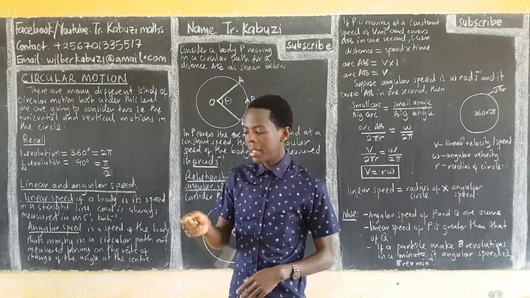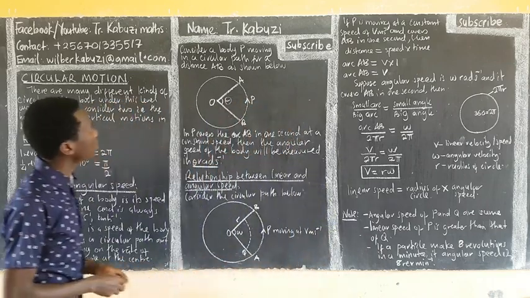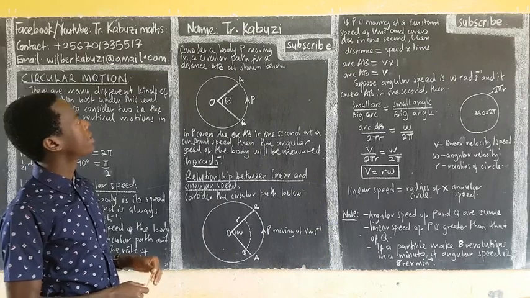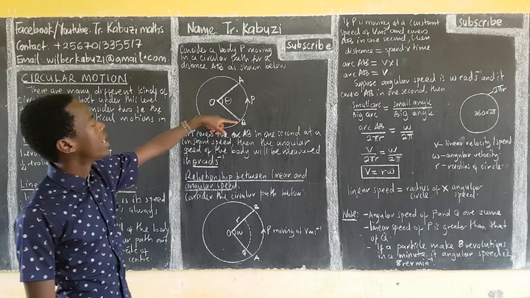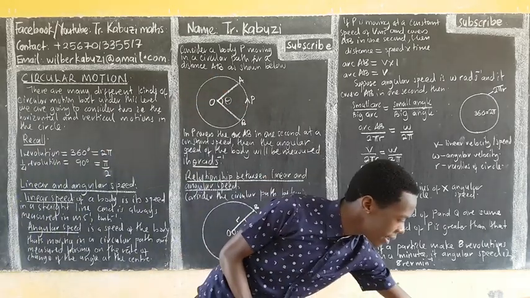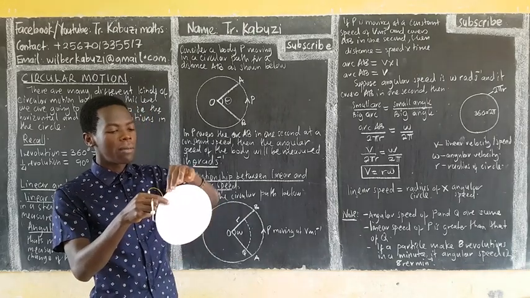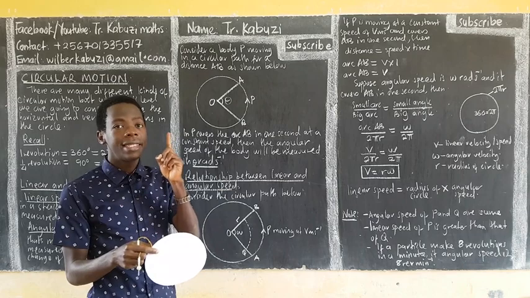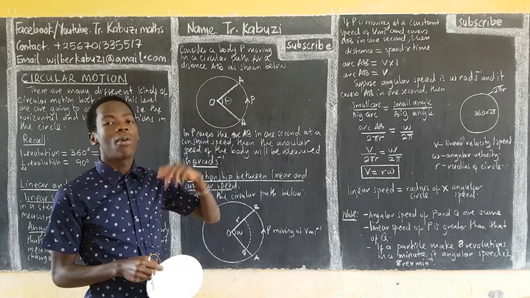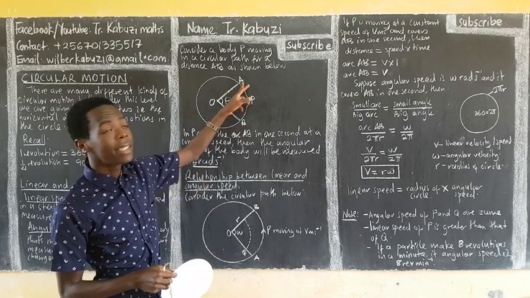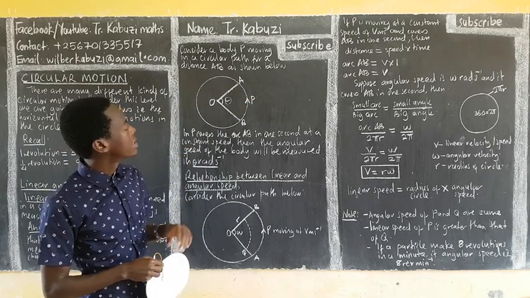So when it's moving in a circular path, it's creating a path which is circular. Consider body P moving in a circular path for distance AB. Now, in circles, the whole distance around is called the circumference. When you move part of the circumference, what you are creating is what we call an arc. So from here up to here is an arc, but when you complete it, it's called a circumference.